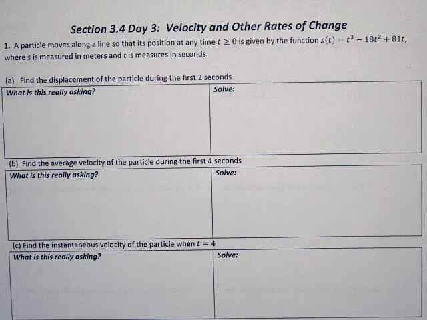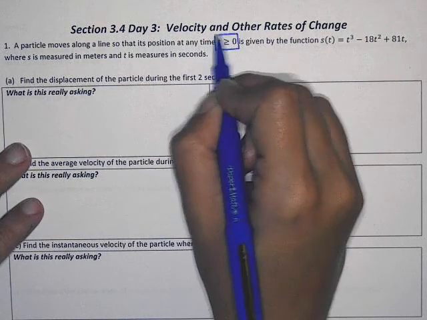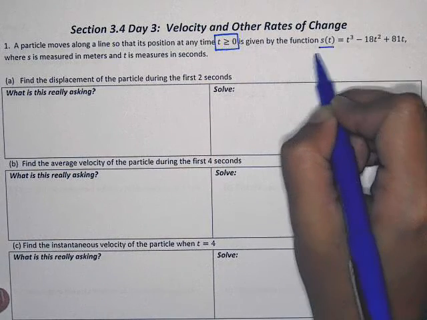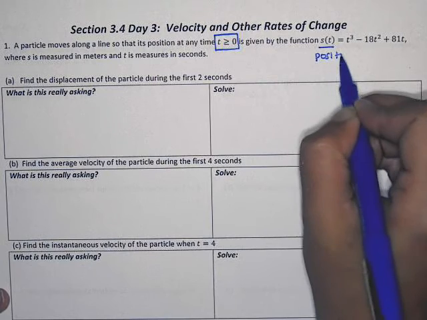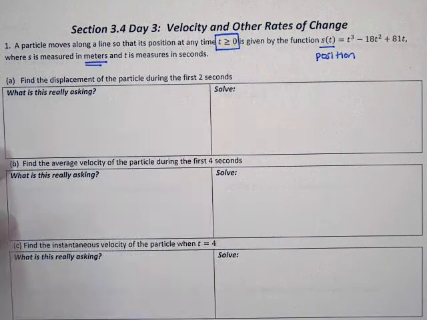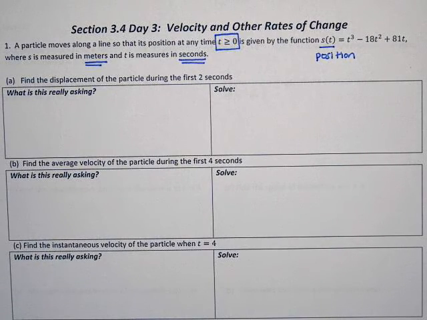So, here are some types of questions that I can be asked with position, velocity, and acceleration in mind. A particle is moving along a line so that its position at any time t greater than 0, that's an important piece of information, is given by the function s of t. Keep in mind this is the position function. Where s is measured in meters, that's telling me what units to use, and t is measured in seconds, again telling me what units to use.